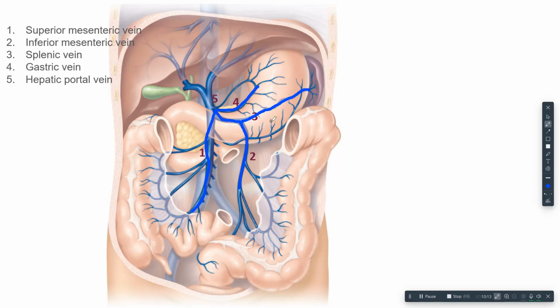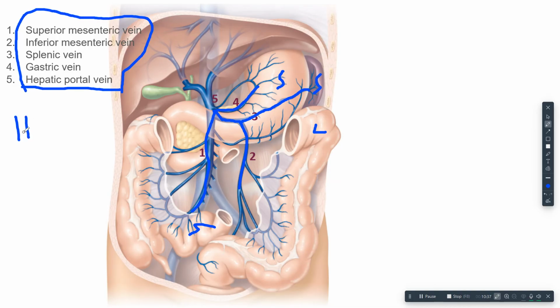So all of these digestive organs, the stomach, the large intestine, the small intestine, plus the spleen, all of their blood is being drained into this blood vessel right here, number 5. And this guy is the hepatic portal vein. And this whole connection, like all these guys together, is called the hepatic portal system. It's a system because it's a bunch of blood vessels. It's hepatic because it's going to the liver. And it's portal because we're carrying blood to the liver.